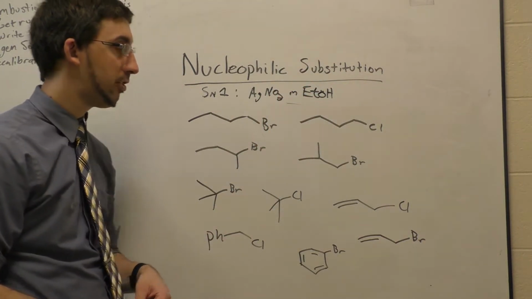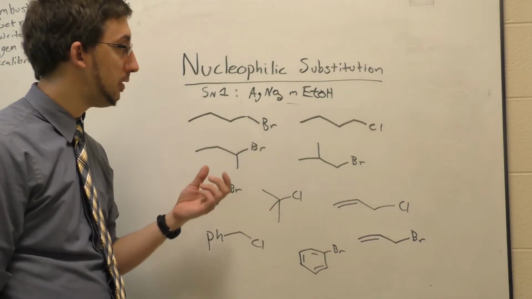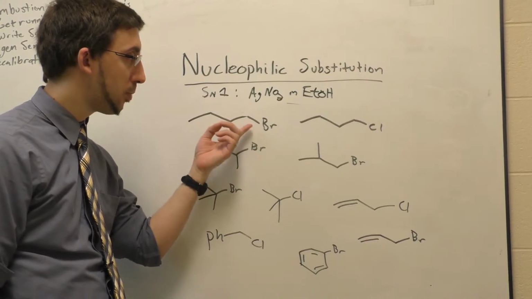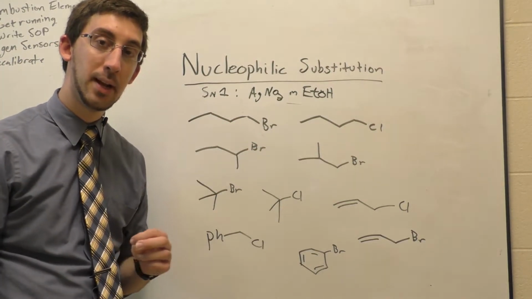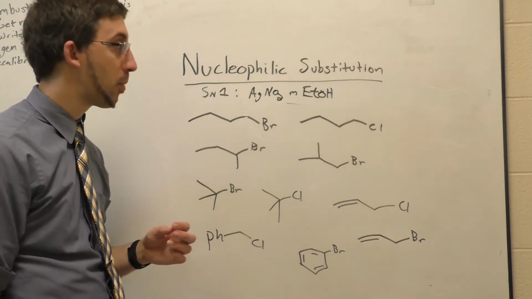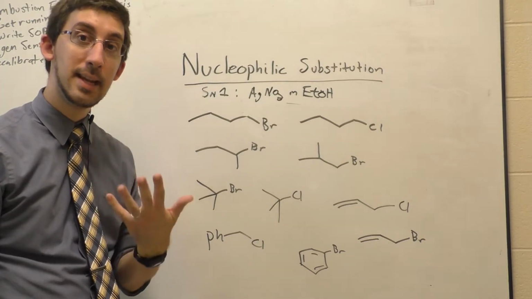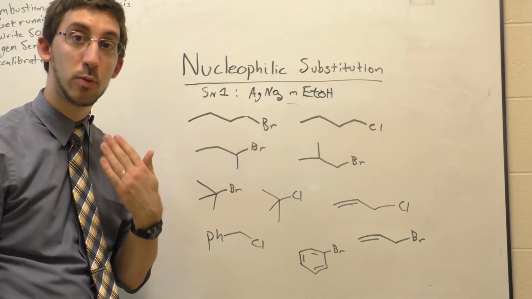And in this case, the reason we've got silver nitrate here is so that when the leaving group leaves, which is the first step in an SN1 reaction, it will form an insoluble silver salt, which will then form a precipitate, and we can see the presence of a reaction occurring.